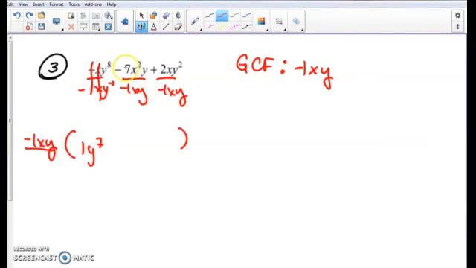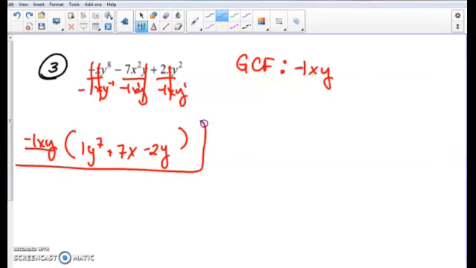Alright, now we have a negative 7 divided by negative 1, which makes a positive 7. X squared, take away a 1x is just x. And then y divided by y, so y take away y, cancels out. Now 2 divided by negative 1 is negative 2. X's cancel. And y squared divided by y, so 2 take away the 1, leaves us with 1y. There we go. And that's our answer for number 3.